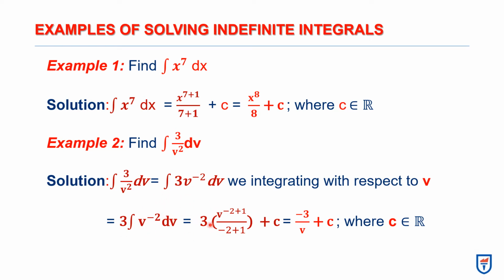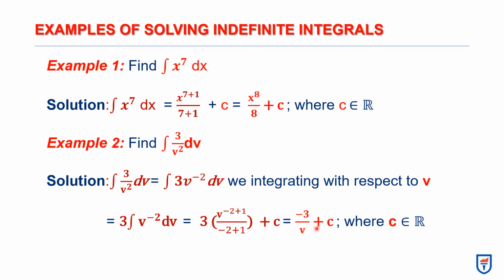So here we are going to say 3, then we say v to the power negative 2 plus 1, and then we divide by minus 2 plus 1 plus c, a constant. And every time, once we remove the integral sign, we need to add a plus c, which is an arbitrary constant of our integration.